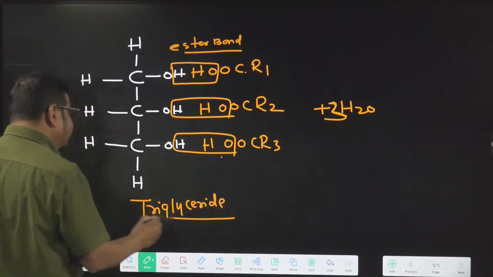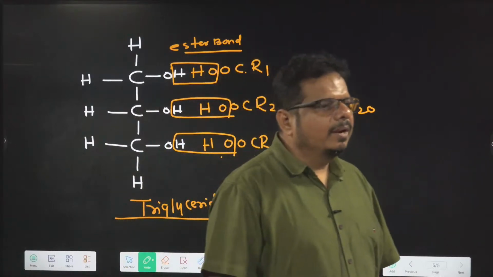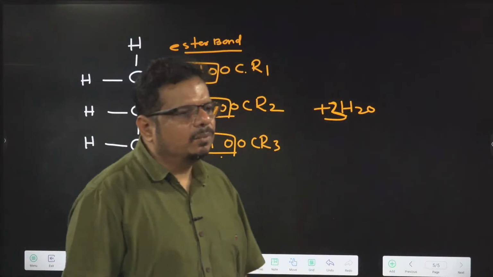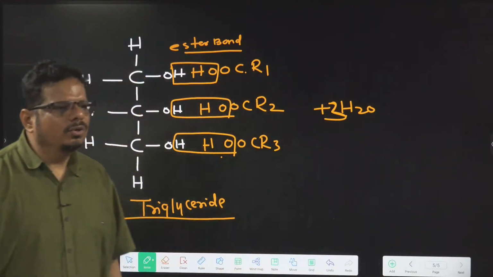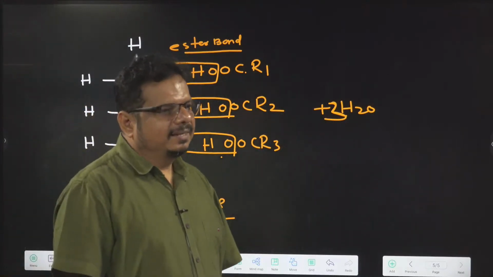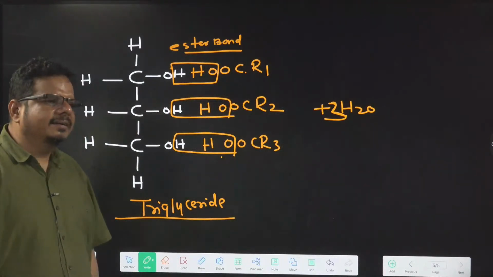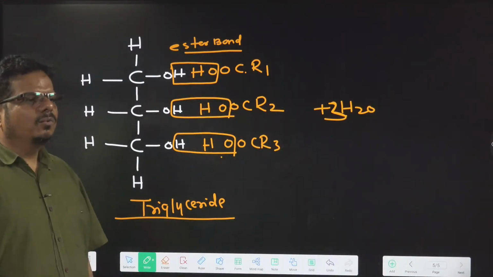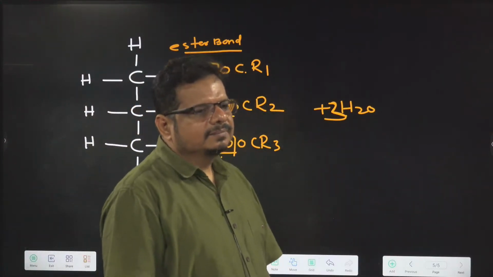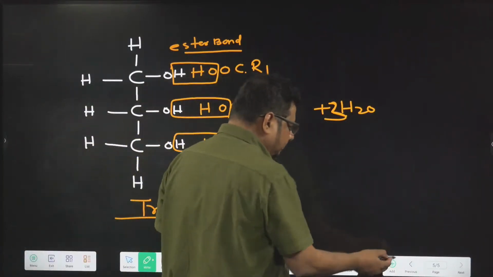So either it is a monoglyceride, diglyceride or triglyceride, they are basically true fat. I told you the definition of true fat. In true fat, glycerol and fatty acids are present. So monoglyceride, diglyceride or triglyceride are examples of true fat or neutral lipid. Clear in the mind? It is over. Now we are moving on to waxes.